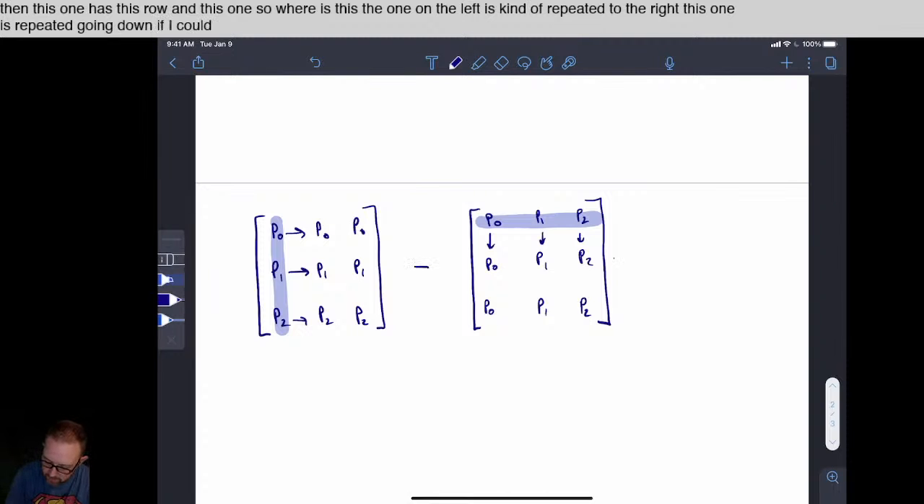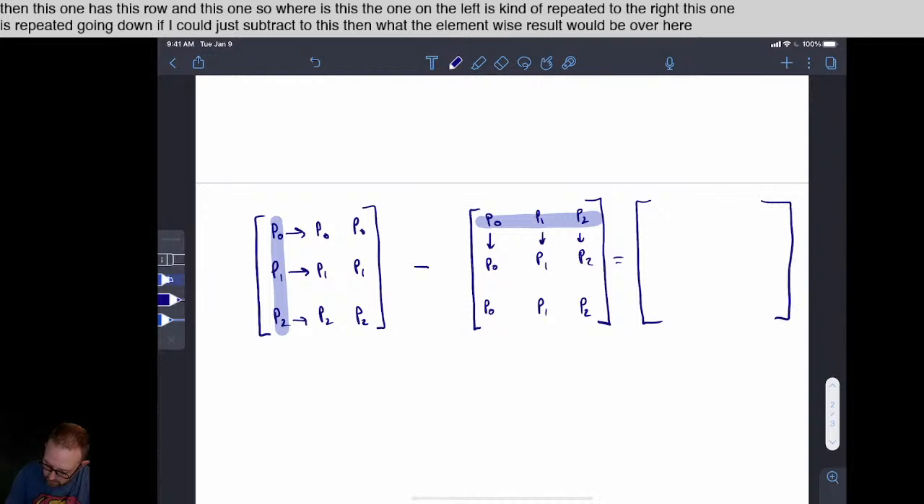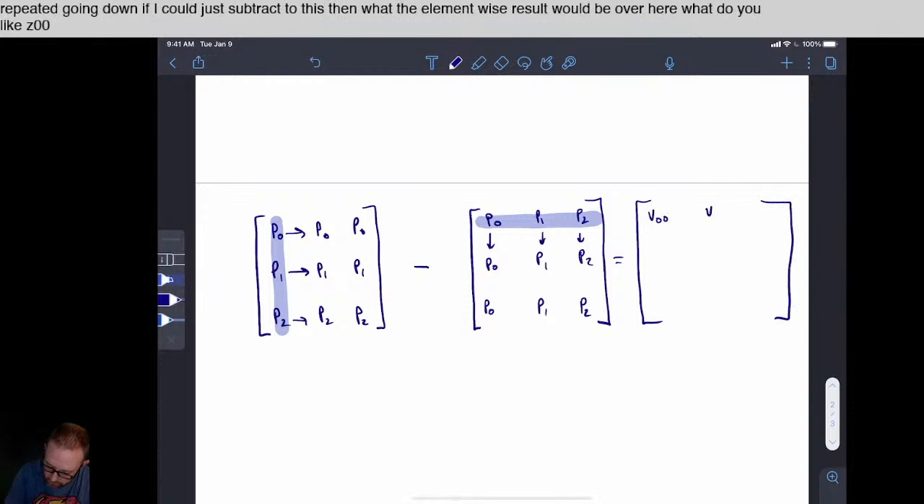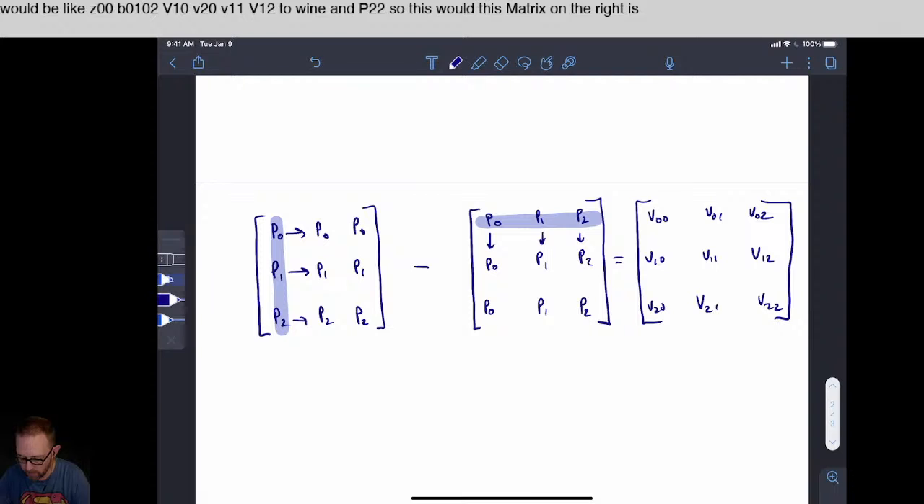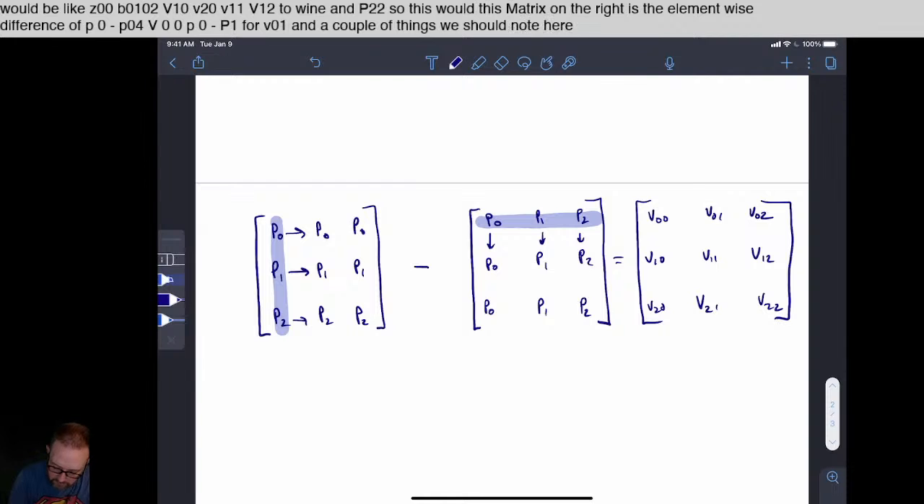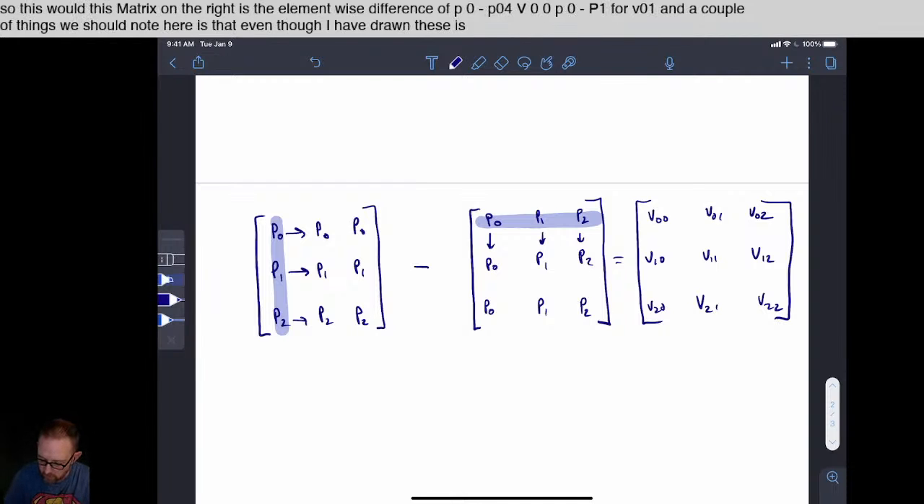If I could just subtract these, then the element-wise result over here would be V00, V01, V02, V10, V11, V12, V20, V21, and V22. So this matrix on the right is the element-wise difference: P0 minus P0 for V00, P0 minus P1 for V01.